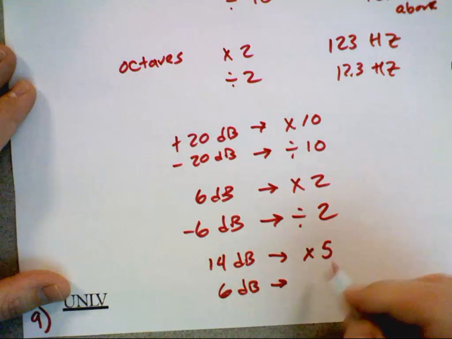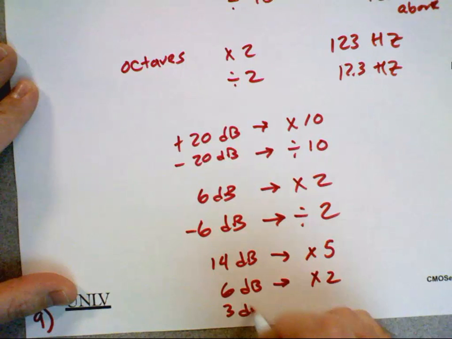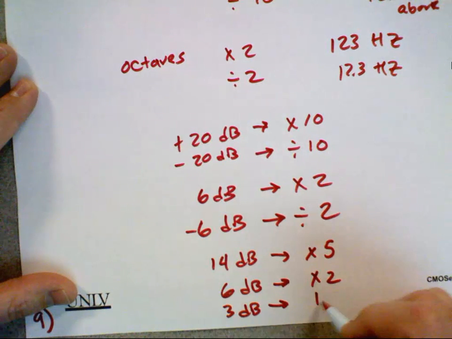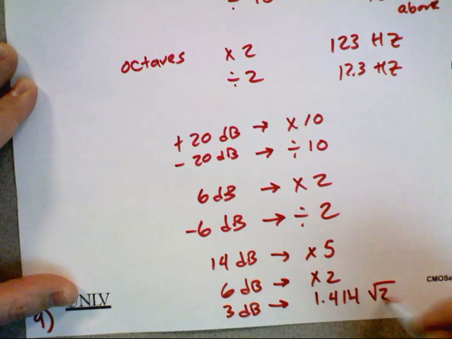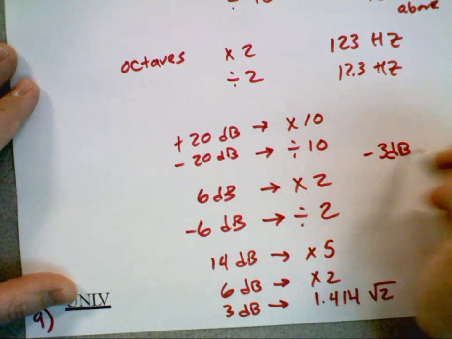What's 6 dB? 2. All right, so the big one. What's 3 dB? What's minus 3 dB point?